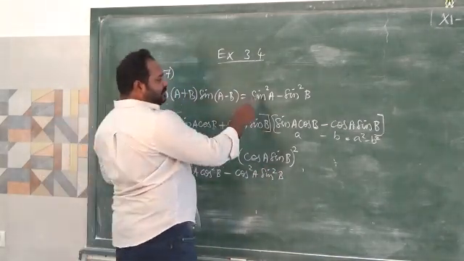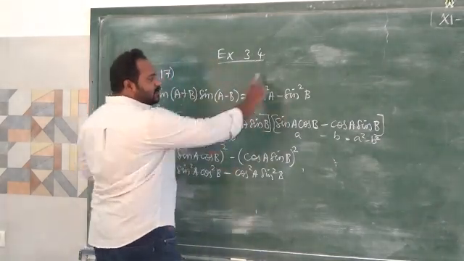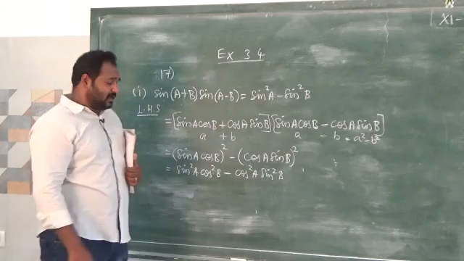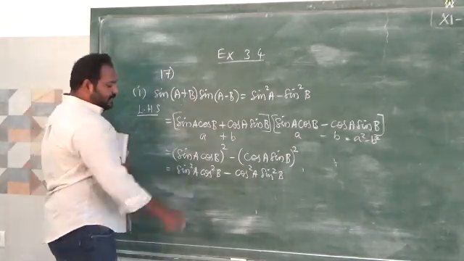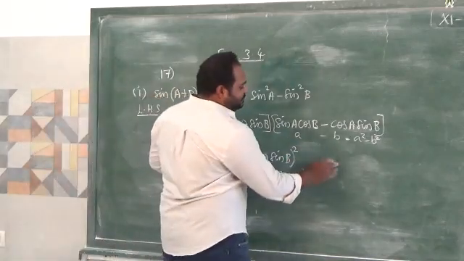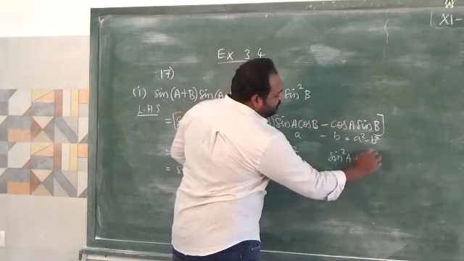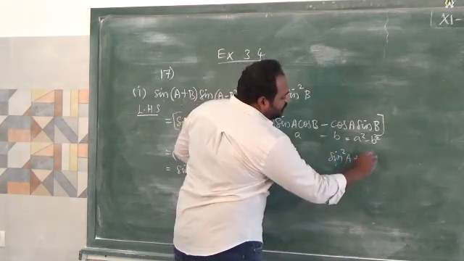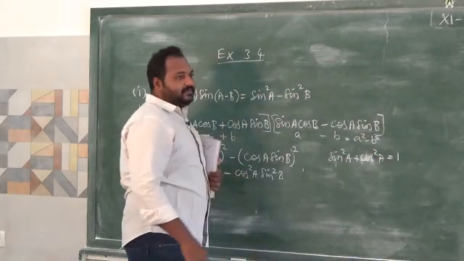What we have to bring is sin square a minus sin square b. Here there is no cos function, isn't it? So I have to remove the cos from my steps. So here, how can we remove the cos function into sin? We have a very basic formula: sin square a plus cos square a equal to 1. This is a well known formula.